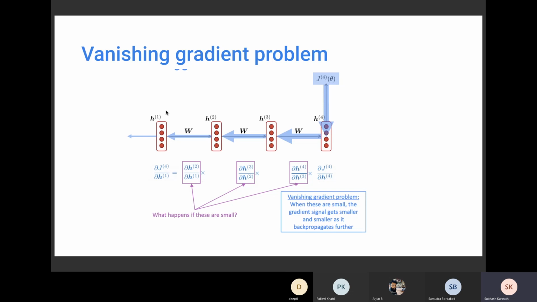When one of these gradients is smaller, the whole product gets smaller, and the updates to the weights are going to be small, and you don't learn anything for long sequences, or these long-term dependencies are not captured in the system.